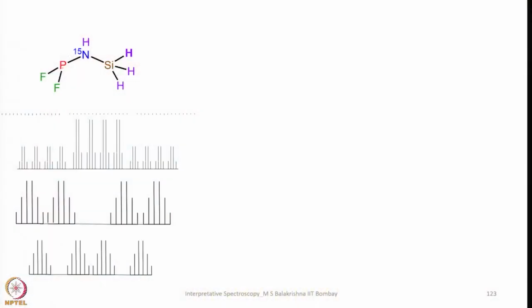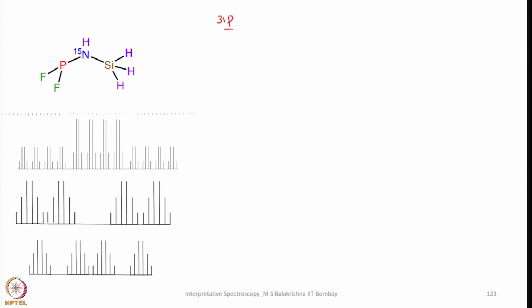Of course, silicon 29 abundance is very low, but nevertheless, when you are looking into fluorine NMR, phosphorus NMR, 1H NMR and 15N NMR, you can ignore the coupling due to silicon. And of course, in case of silicon NMR, you can consider all other couplings. So, let us try to do one at a time here. First, let us look into 31P NMR.